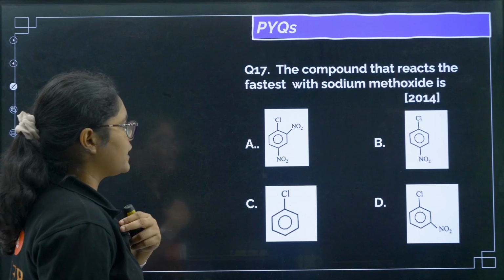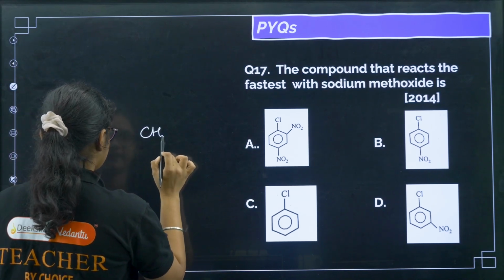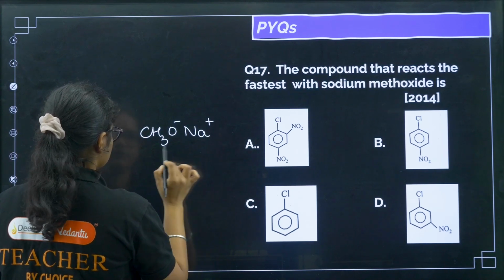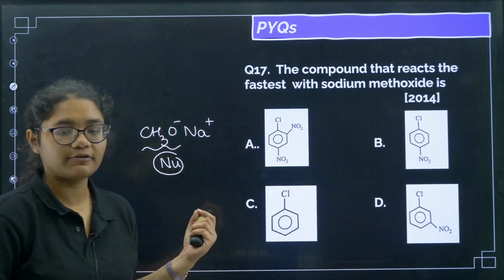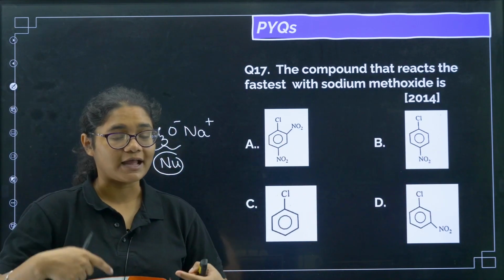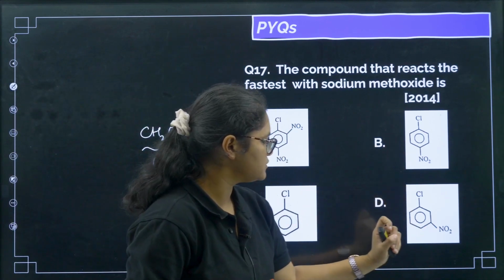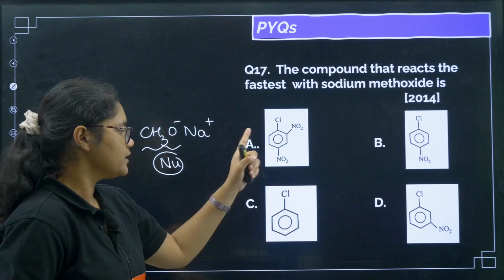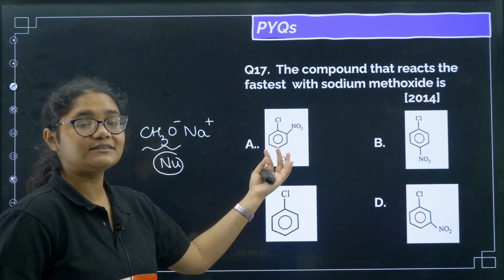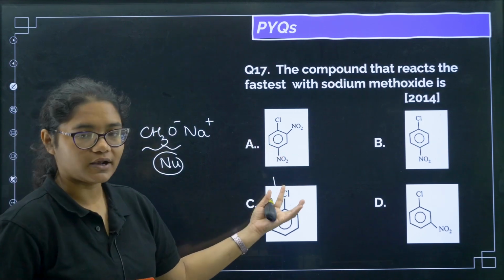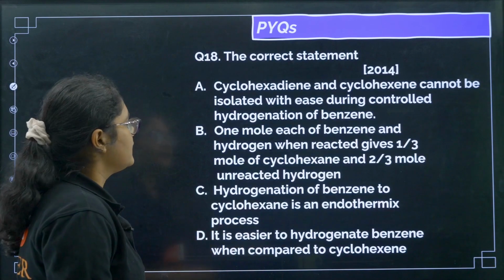Next, the compound that reacts fastest with sodium methoxide. Sodium methoxide means CH3O minus Na plus. This is a nucleophile. So the ring which is most electrophilic in nature will react fastest. And how will it be electrophilic? If it has electron withdrawing groups. So here you can see there are 2 electron withdrawing groups, here 1, here also 1, and here there is no electron withdrawing group. Because it has 2 electron withdrawing groups, it is the most electron deficient, and that is why it will react fastest with the nucleophile, option number A here.